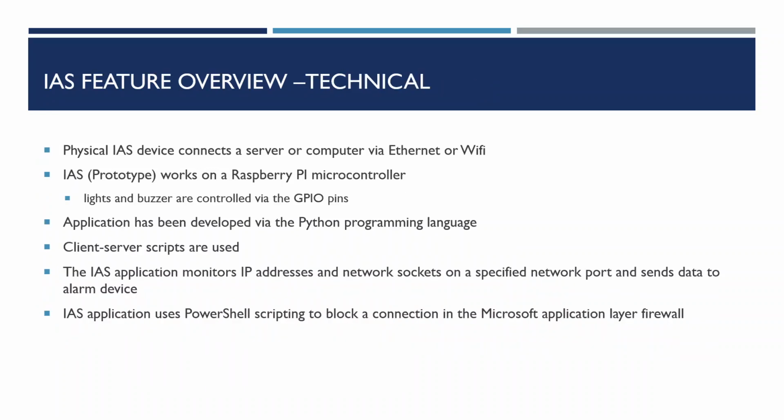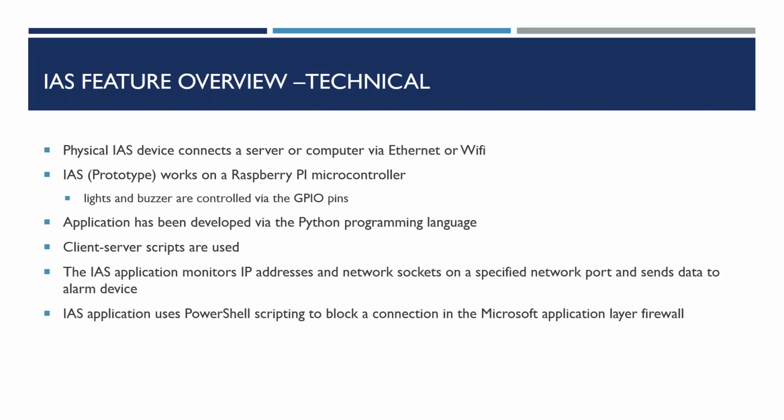Now, a more technical overview of the intrusion alarm system for the more technical-minded people. From a technical standpoint, we'll dive deeper into how the intrusion alarm system works. The device itself is designed to hook up to your server or computer using Ethernet or Wi-Fi, basically like an extension onto your network. The prototype will use a Raspberry Pi microcontroller. That's a small and mighty computer to operate the alarm system.